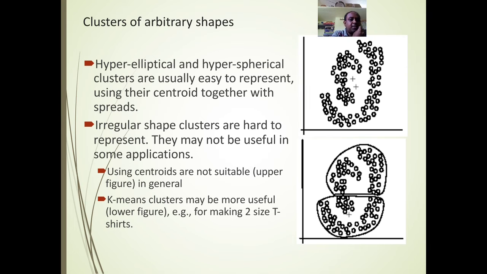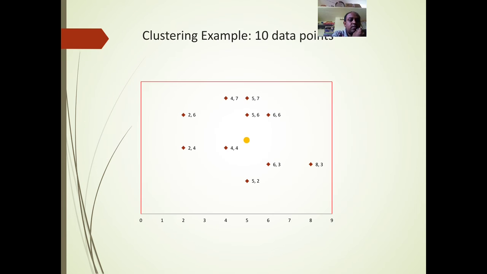So these are some examples of different arbitrary shapes. Hyperelliptical and hyperspherical clusters are usually easy to represent using their centroid together with spread. Irregular shaped clusters are hard to represent. They may not be useful in some examples. So we have taken a 10 data points example for clustering. We have one centroid and many data points.